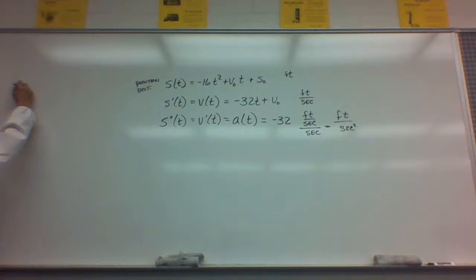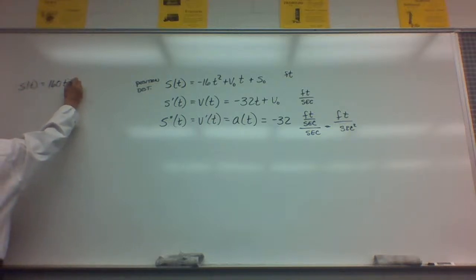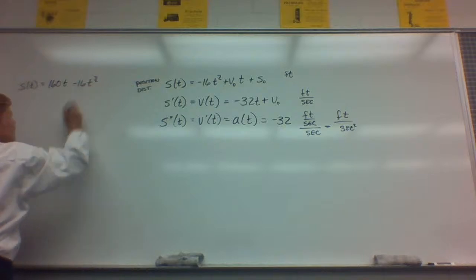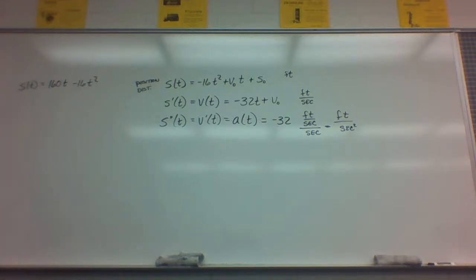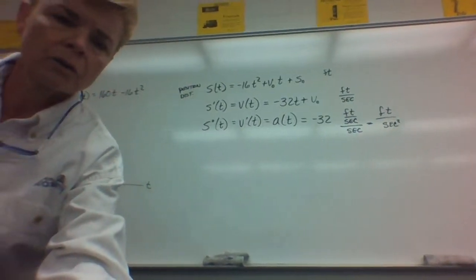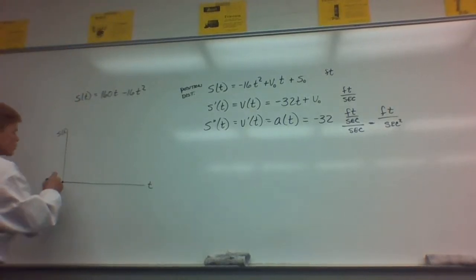And position, they said, was 160t minus 16t squared. We know this is going to be a parabola which opens downward because that's negative. The time that we start is going to be right here, so its position is right here. And if we graph this position curve, keep in mind, this is an S of t curve, not a V curve like we had just a few minutes ago. So it's going to start right here.